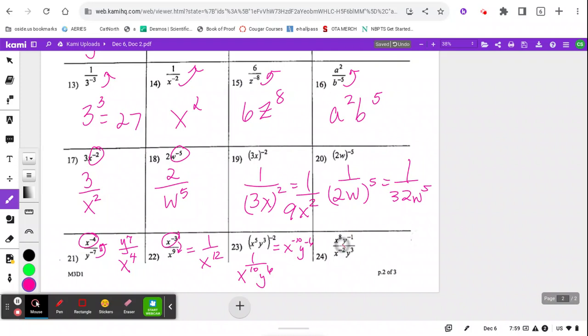X to the, oh right, these two want to move up with the other ones. 8 plus 2 is 10. This one wants to move down with the other 3, y to the 4th on the bottom.